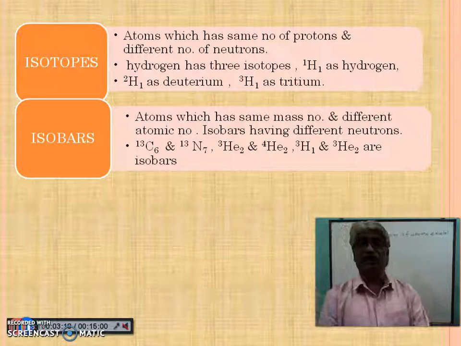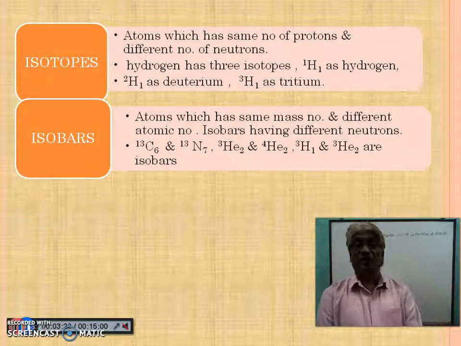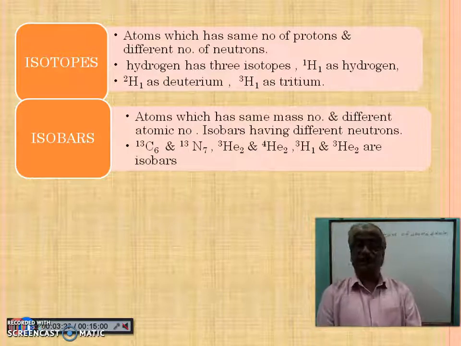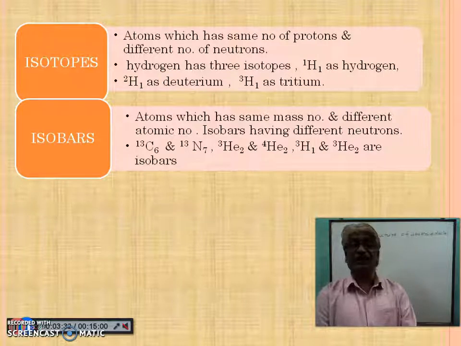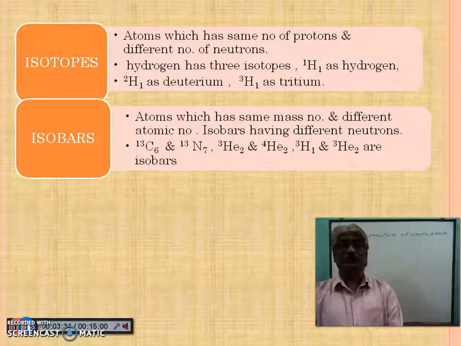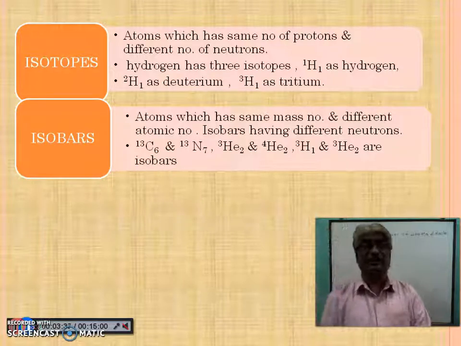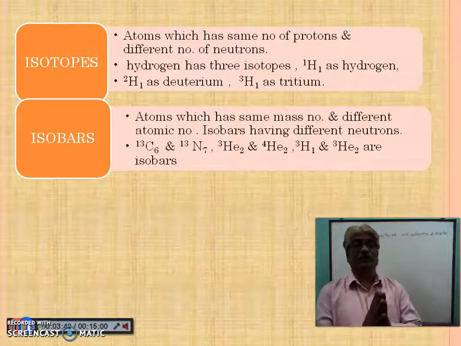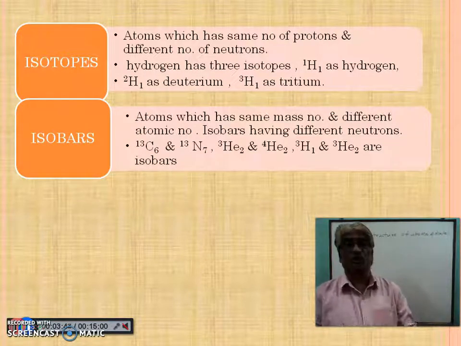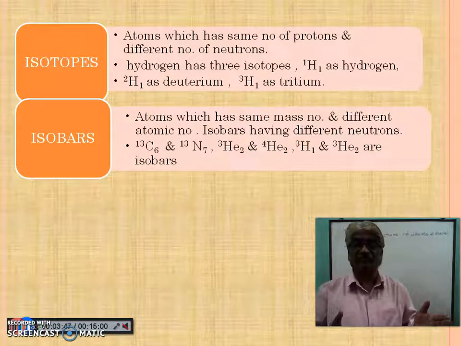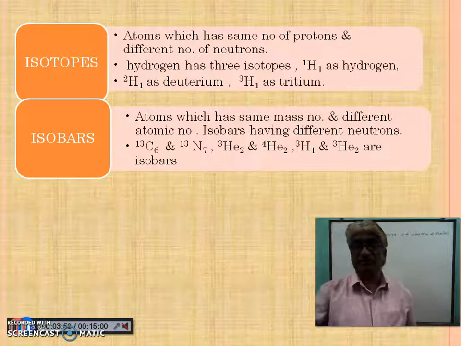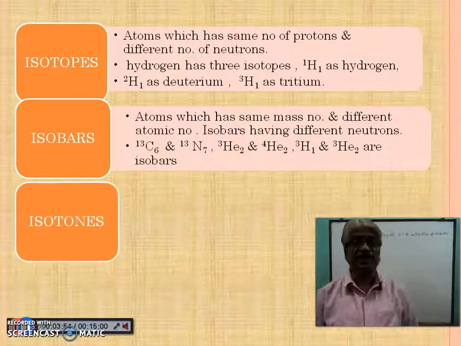Another example of isobars will be hydrogen, mass number 3, atomic number 1, said to be tritium, whereas helium, mass number 3 and atomic number 2. Means these are the examples of isobars. A question will be asked: what is meant by isobars, what is meant by isotopes, what is the difference between isotopes and isobars. The third term will be isotones.